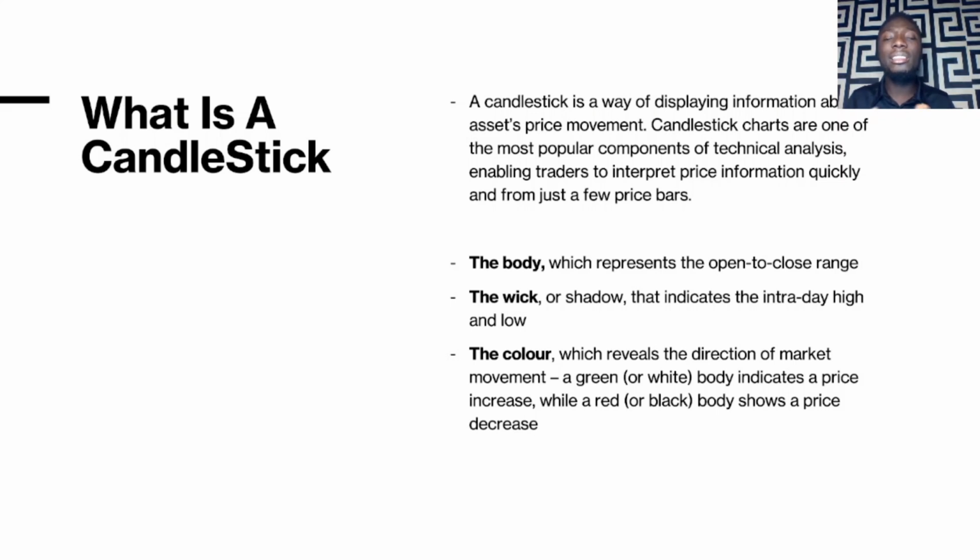A candlestick is a way in which charts or an asset display its price movement. So a candlestick is a way of displaying information about an asset's price movement. When you have a candlestick on the chart, it shows where the price is at the moment. It shows what buyers or sellers are doing in the market through the formation of those candlesticks into a structure, a particular pattern.